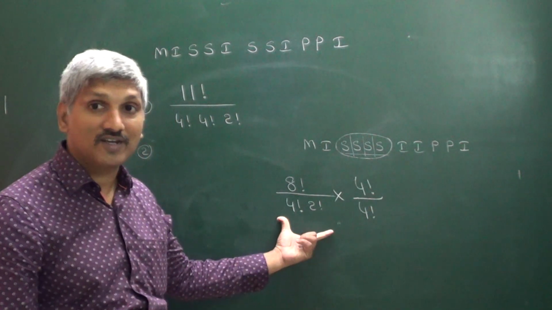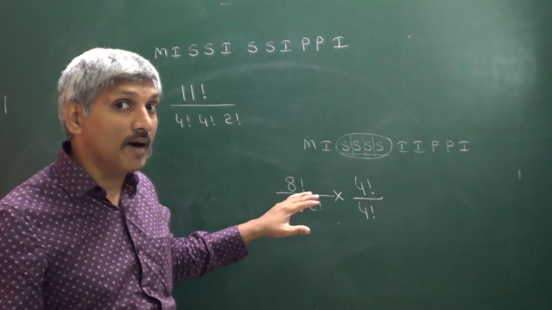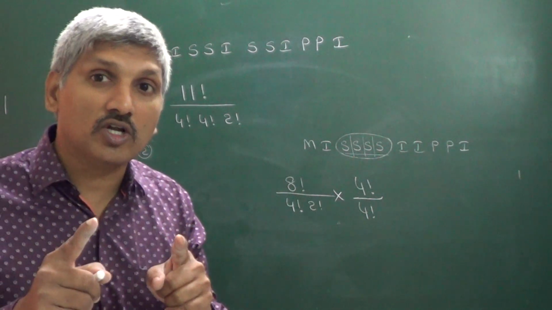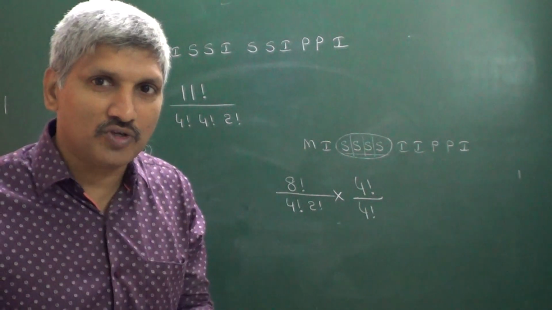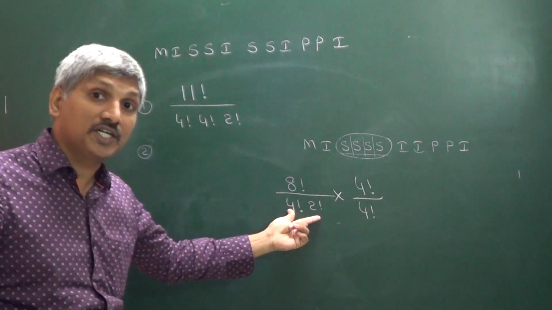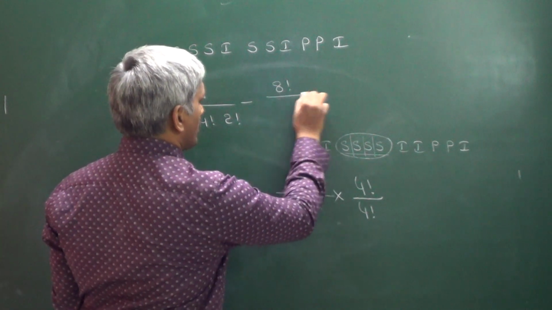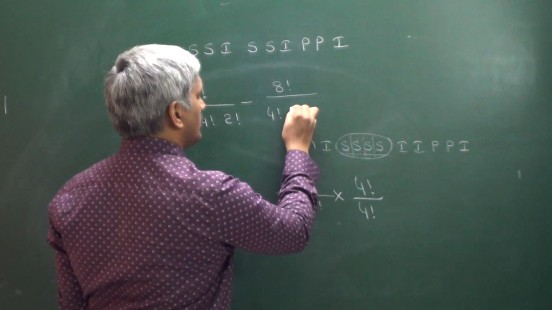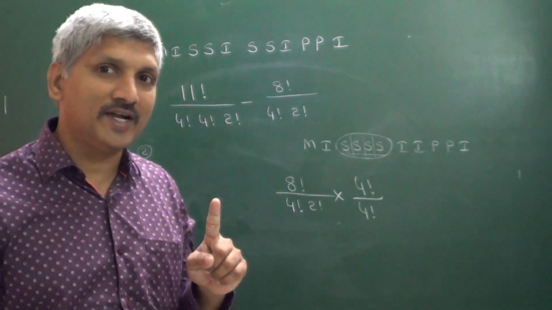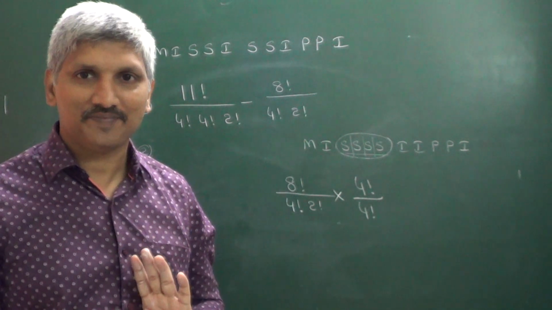So this is the answer for the number of arrangements in which all S's come together. But he is asking for the number of arrangements in which all S's do not come together. From the total number of arrangements, subtract the arrangements where S's come together: 8 factorial divided by 4 factorial into 2 factorial. That is the answer for the number of arrangements in which all S's do not come together.